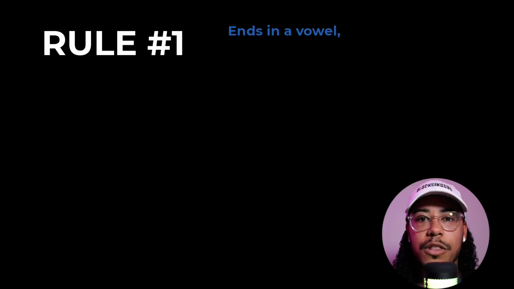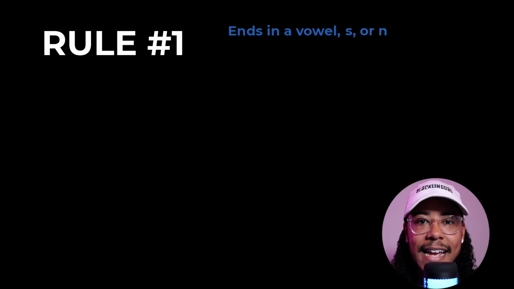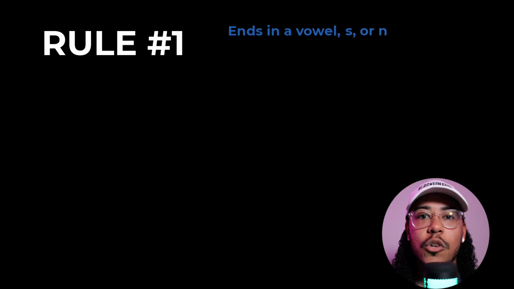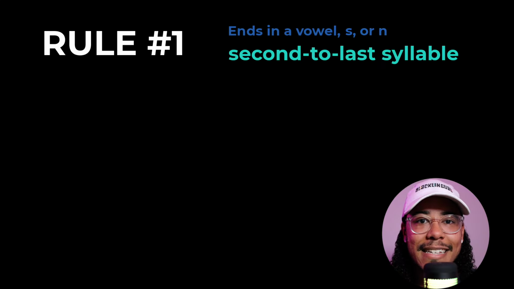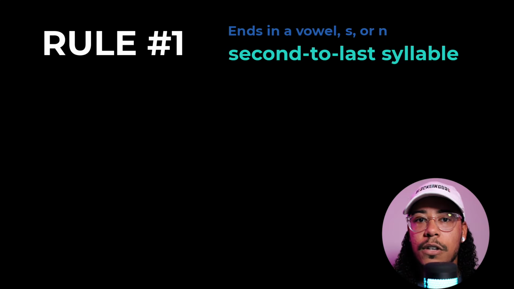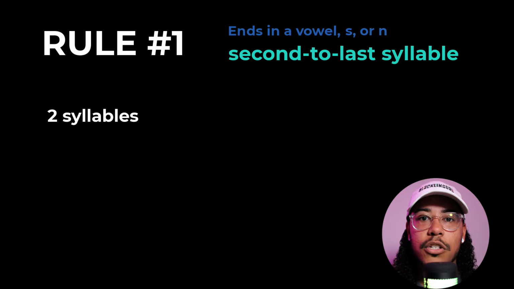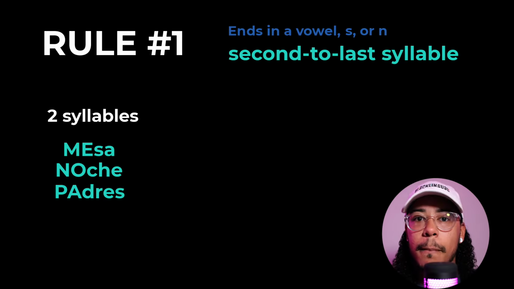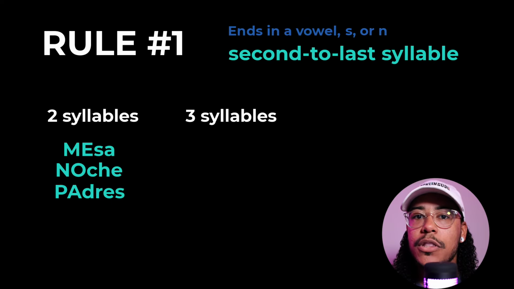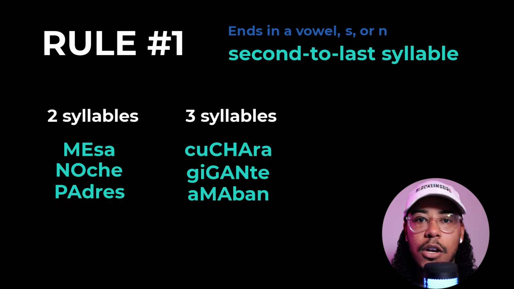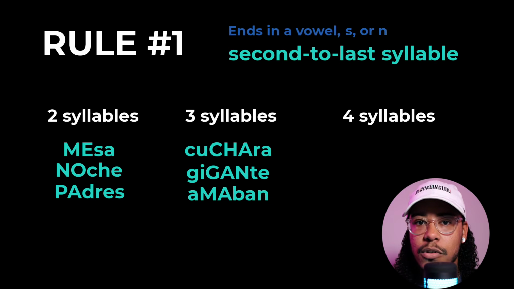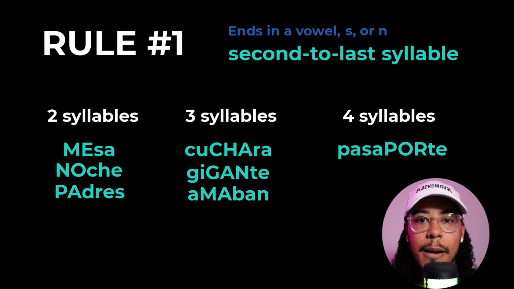If a word ends with a vowel, or the letters S or N, then you put the stress on the second to last syllable. So if there's only 2 syllables, you put the stress on the first one. Mesa, noche, padres. If there's 3 syllables, you put the stress on the second one. Cuchara, gigante, amaban. If there's 4 syllables, you'll stress the third one.